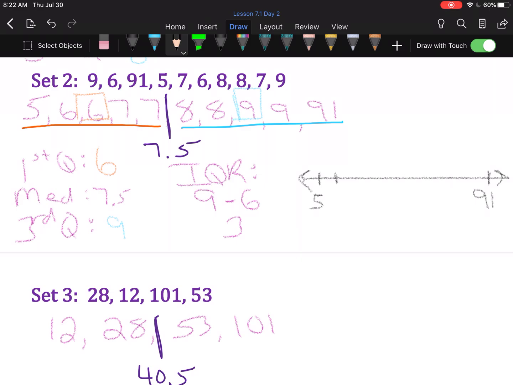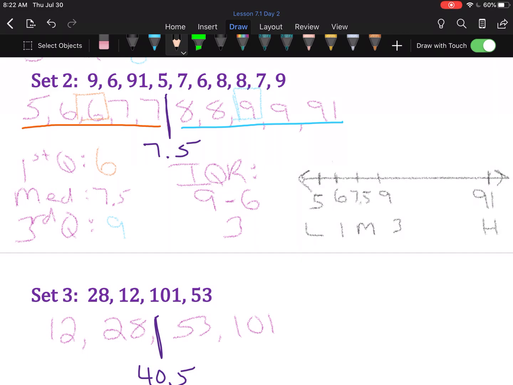I'm not going to space those evenly between these two numbers because I think we would all agree that they are all a lot closer to 5 than they are to 91. 91 is kind of way out there. Okay, so remember, this is low, first quartile, median, third quartile, high number.